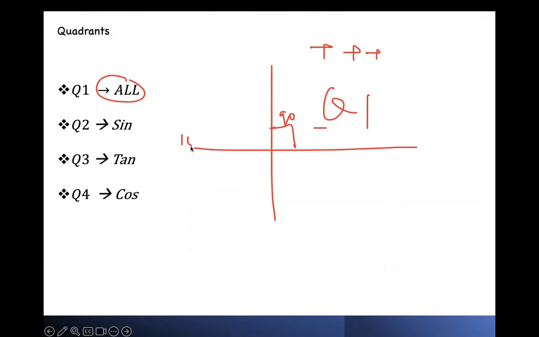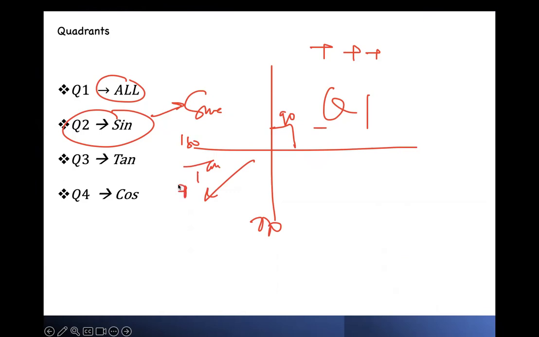If you get to 180, quadrant 2, sine is the only thing that is positive. If you get to 180 to 270, we have the tan that is positive. And the cosine is positive in the fourth quadrant, which is between 270 and 360. So this is the way you can remember them. When they give you the answer and there's negative and positive, make sure you're dealing with the right quadrant. And you have to compare back and forth between radians and degrees. Then you will never go wrong with this.